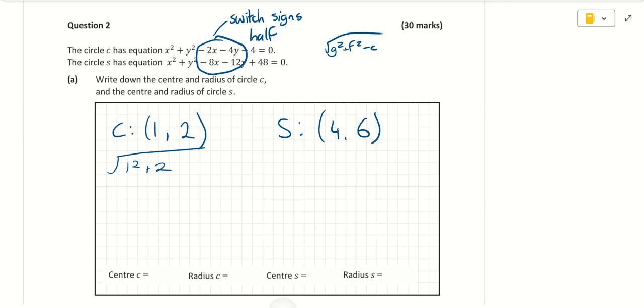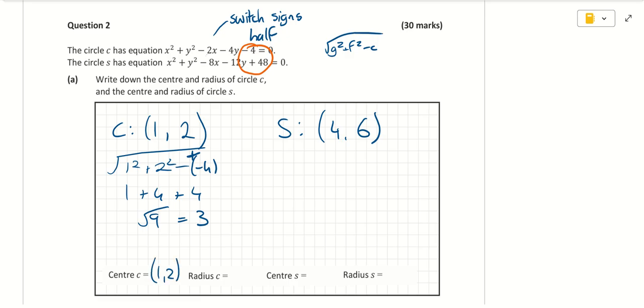Then moving on to the radius, you get the square root, so it'll be 1 squared plus 2 squared, and then it'll be minus whatever the third thing is, so the opposite sign of that. So it'll be 1 squared plus 2 squared minus minus 4, which obviously makes a plus 4. So we've got 1 plus 4 plus 4, so that's the square root of 9, which is just 3. So we've got our center (1, 2) and our radius 3.